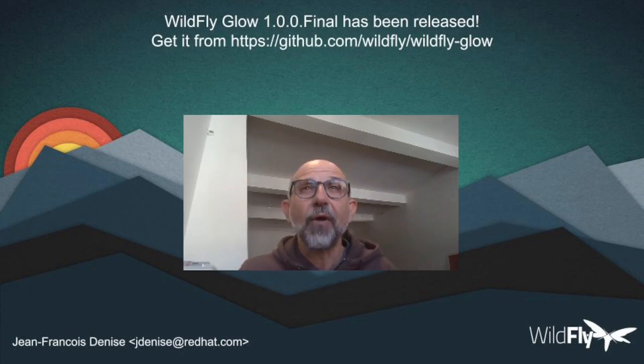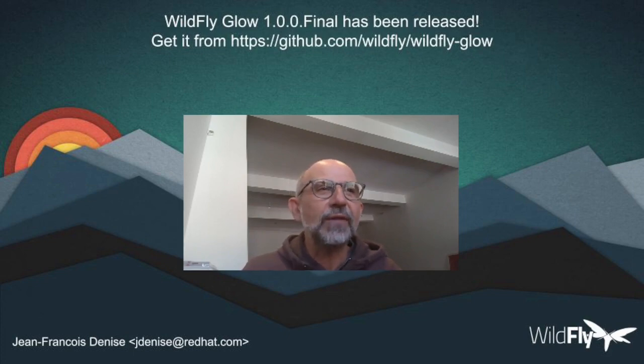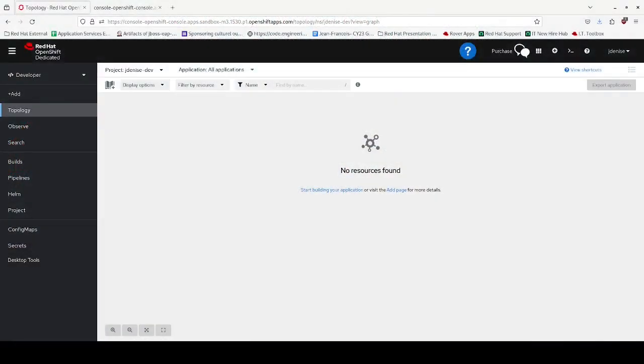Before I start the demo, if you didn't look at it already, I advise you to have a look at the previous video I made on WildFly Glow that explains how to set up your OpenShift cluster and connect to it. It's very simple. It's a few steps, but I will not redo them in this demonstration. So let's first look at our OpenShift console. We can see that we have no resources. The cluster is empty.